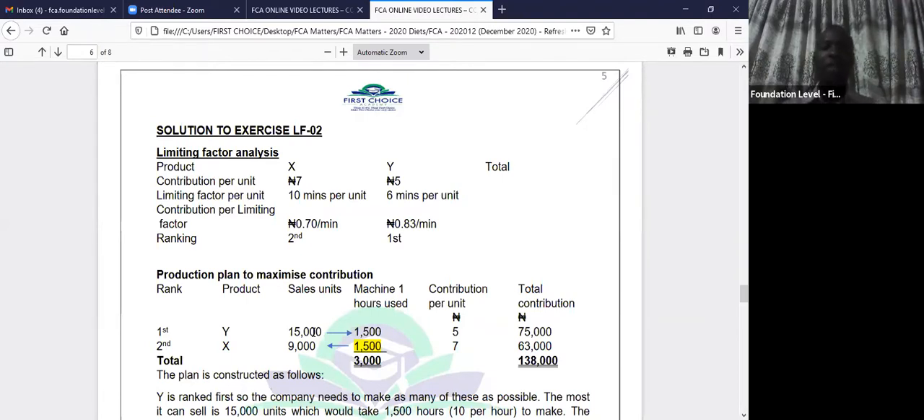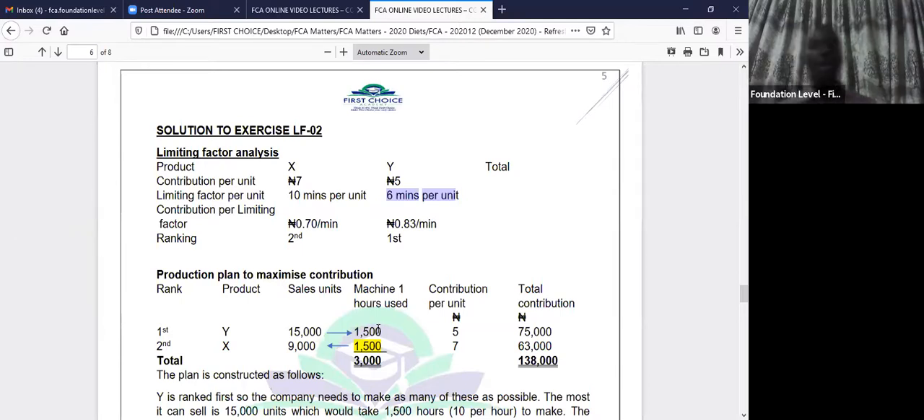Sorry, I'm getting it twisted. Look at it this way. 6 minutes is what we are doing for product Y. We have 6 minutes per unit. If it is 6 minutes per unit, then in an hour, you have 60 minutes, so that means 60 divided by 6. It means 10 units in 1 hour. If 10 units for 1 hour and you have 15,000 units, how many hours would that be? 15,000 divided by 10 will give you 1,500.